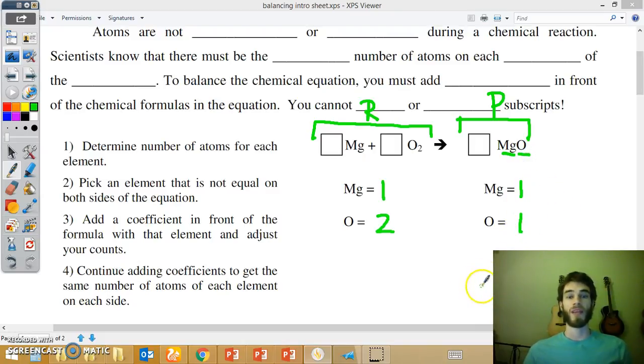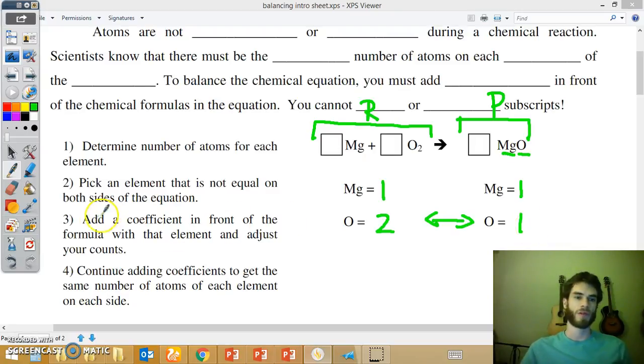Okay? Now, number 2 says, pick an element that is not equal on both sides of the equation. The one that jumps out here is oxygen. There's 2 oxygens on the reactant side and only 1 on the product side.